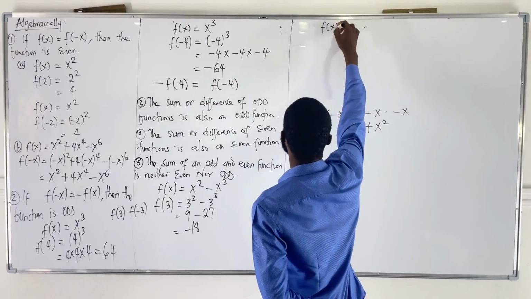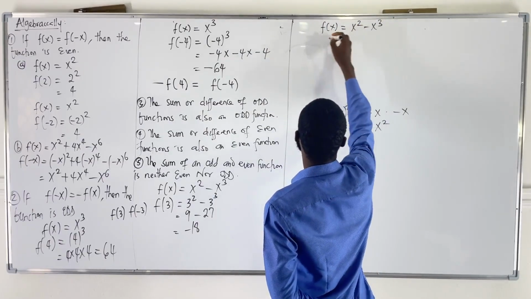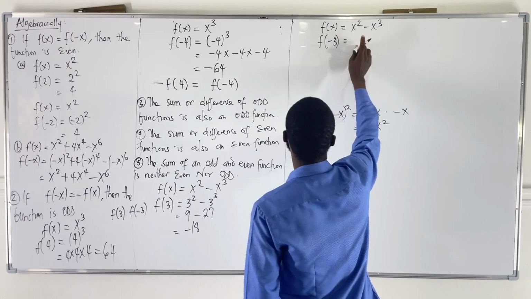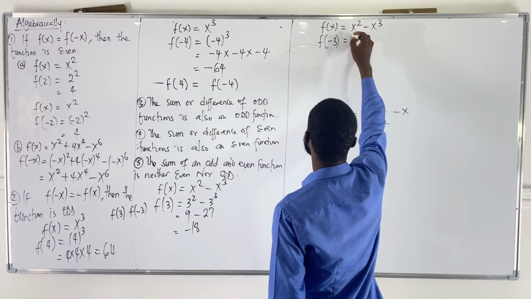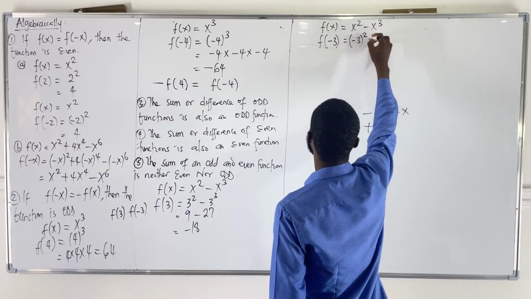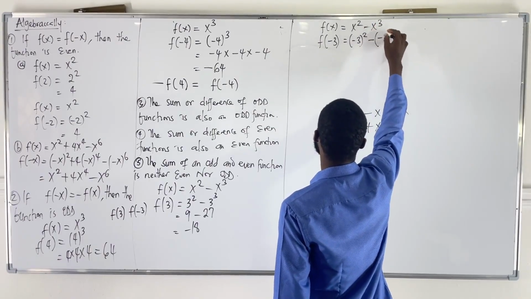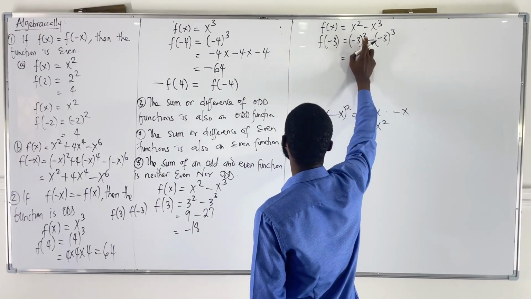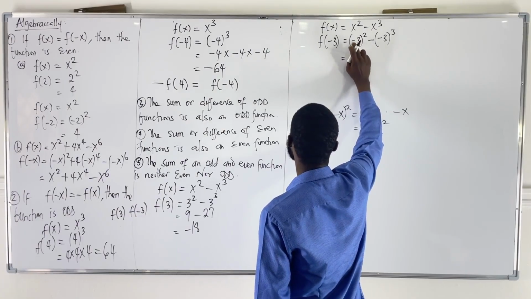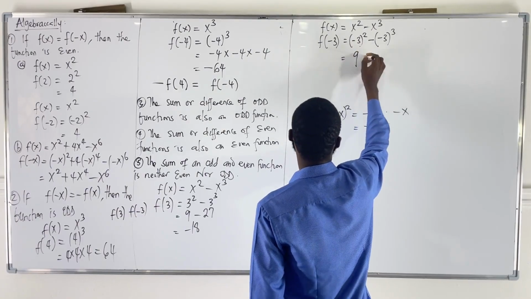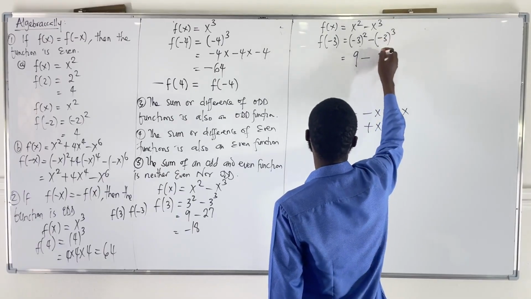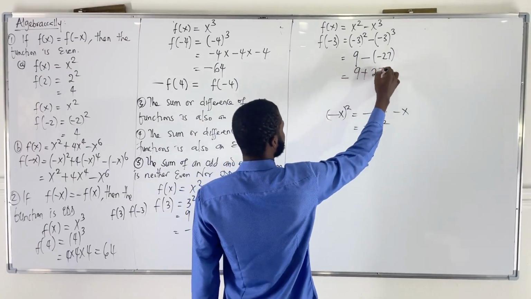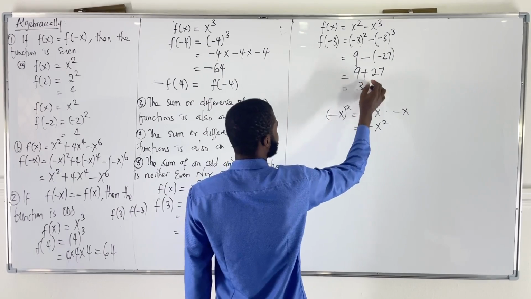Again, the function is f of x equals x squared minus x cubed. Now let's pick f of minus 3. Since we've done the positive, let's do the negative. Anywhere I see x, I'm going to put minus 3. So this will be minus 3 squared minus minus 3 cubed. Now minus 3 squared, because it is raised to the power of 2, is minus 3 times minus 3, which is plus 9. And minus 3 cubed is minus 27. So this will be 9 plus 27, which is 36.